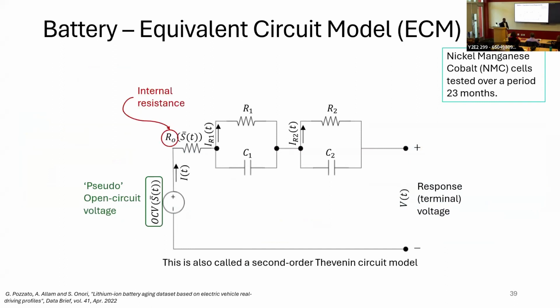And then we have the internal resistance, which is like the high frequency impedance. So it just measures the instantaneous voltage drop when you load the battery. And then you have these two components, which measure more of the transient dynamics, things like the charge transfer resistance and polarization resistance of the battery. So we learn these things through data, essentially.